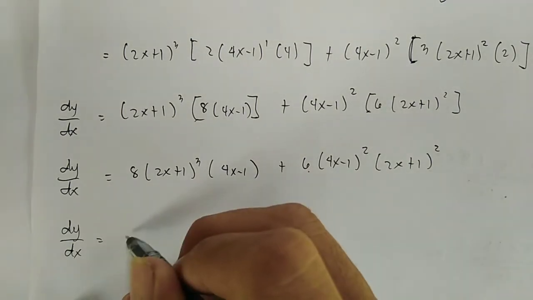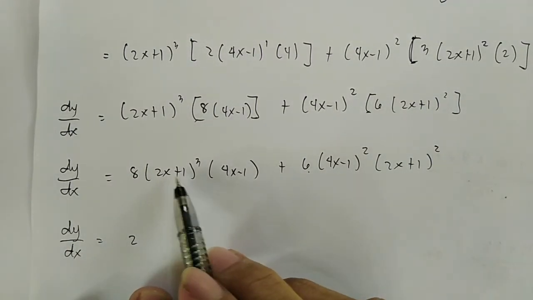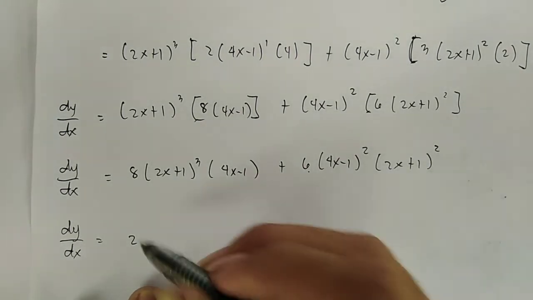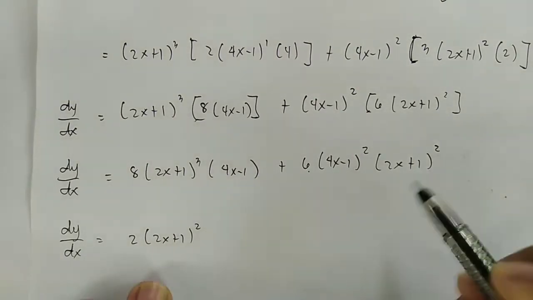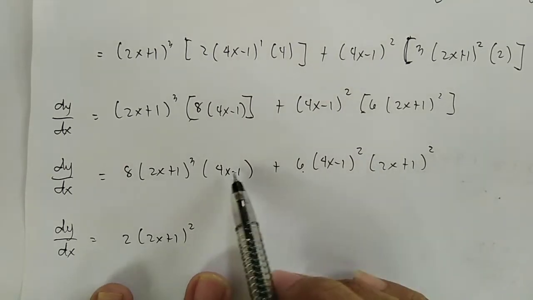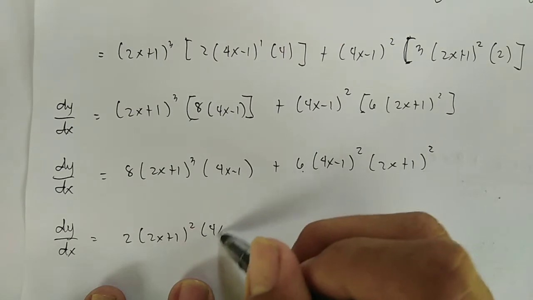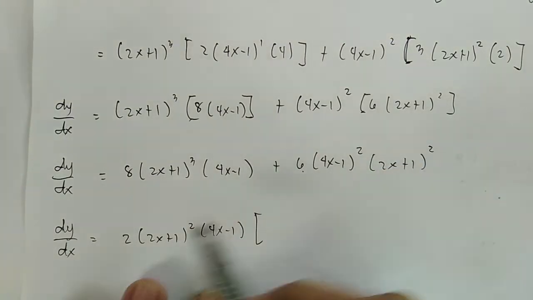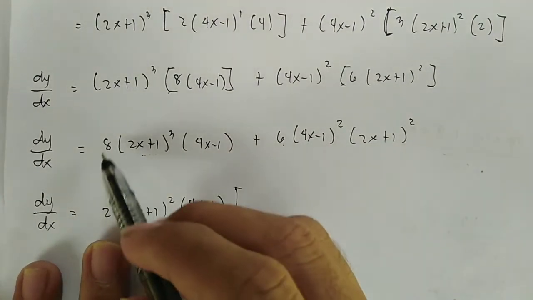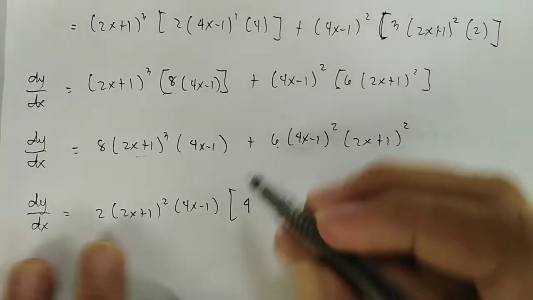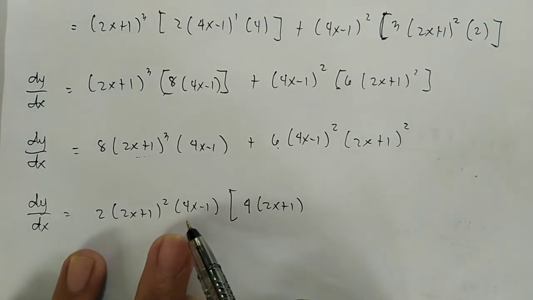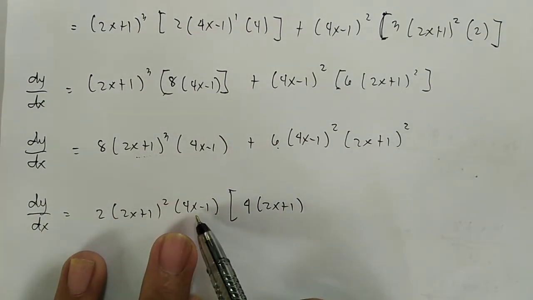So, factor out 2. Then, between the quantity of 2x plus 1 to the power of 3 and 2x plus 1 to the power of 2, the smallest exponent is 2. So, factor out 2x plus 1 to the power of 2. Then, between 4x minus 1 and 4x minus 1 to the power of 2, the smallest exponent is 1. So, factor out 4x minus 1. When we factor out this expression, what remains on this side is, 8 becomes 4. Then 2x plus 1 to the power of 3 becomes 2x plus 1. The 4x minus 1 is gone because we factored out this expression.